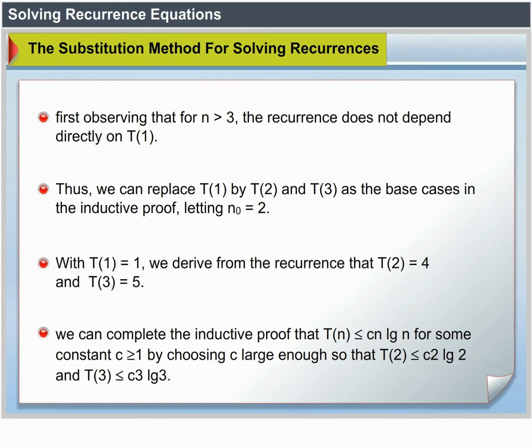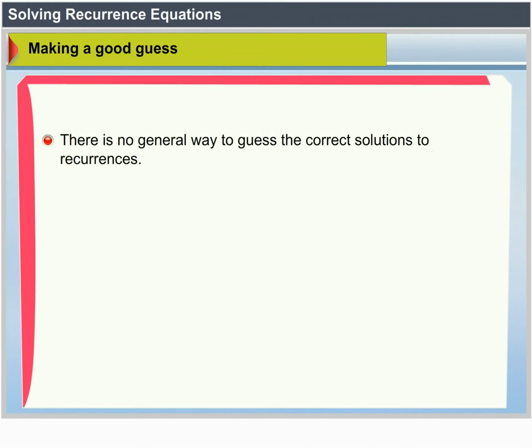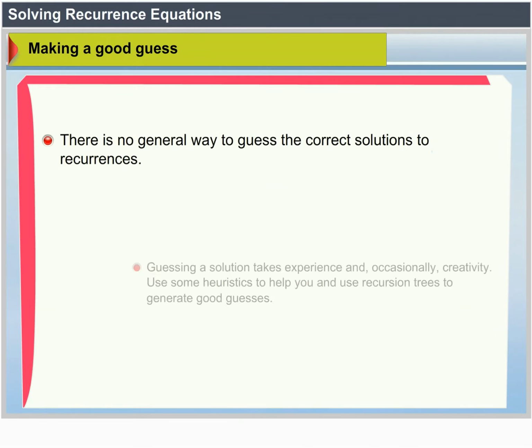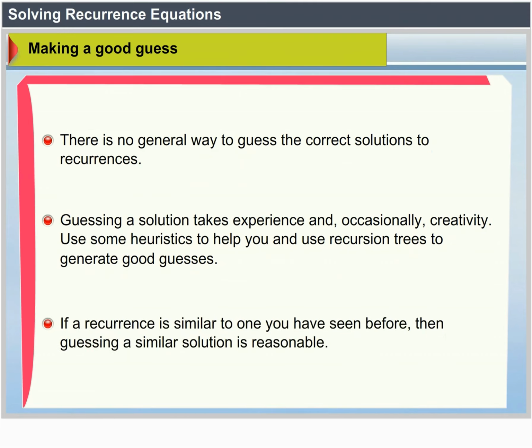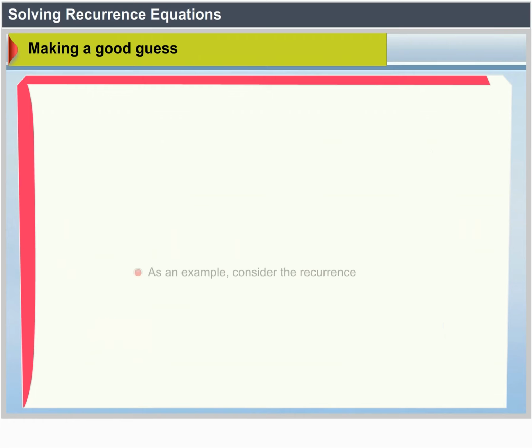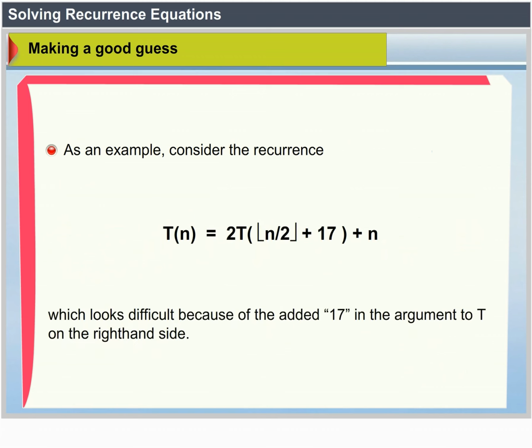Making a good guess. There is no general way to guess the correct solutions to recurrences. Guessing a solution takes experience and occasionally creativity. Use some heuristics to help you, and use recursion trees to generate good guesses. If a recurrence is similar to one you have seen before, then guessing a similar solution is reasonable. As an example, consider the recurrence T(n) = 2T(floor(n/2) + 17) + n, which looks difficult, because of the added 17 in the argument to T on the right-hand side.